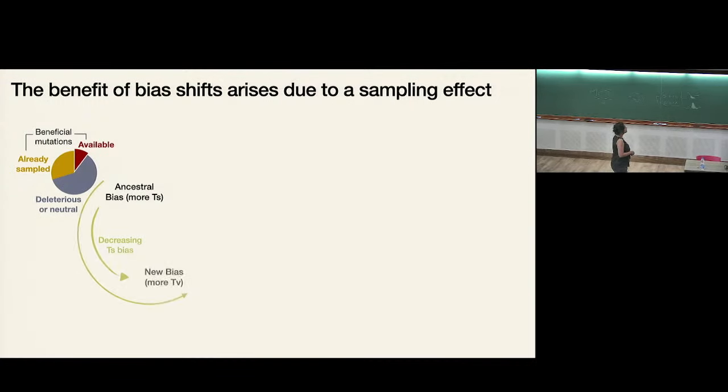Now, what we're saying is happening is if your bias shifts towards a part of the mutational space which has not been sampled before, such as transversions, with a very strong bias towards transversions, then it's not that the overall pie changes. Overall, there are still just as many beneficial mutations, but what you have already sampled is a very small piece of that pie, right? And the available mutations in red is much larger, simply because you have not sampled transversions before.